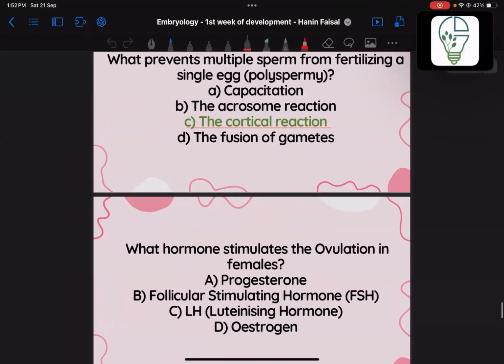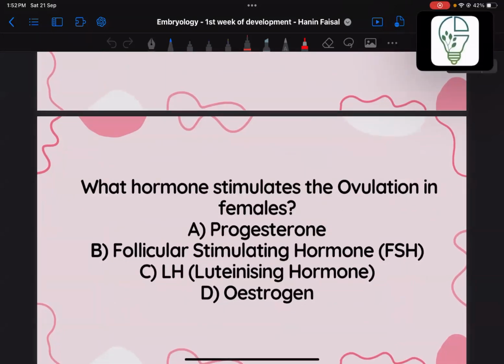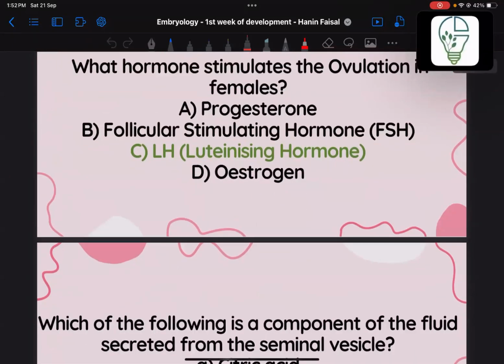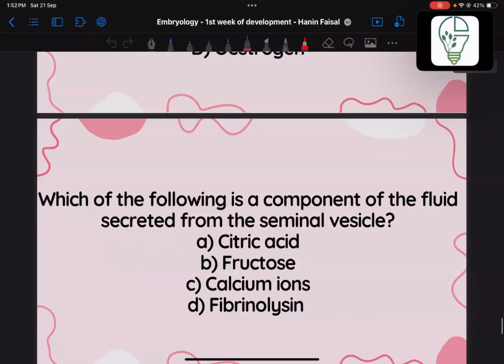Okay. What hormone stimulates the ovulation in females? Perfect. It's luteinizing hormone. And a follow-up question, at what day? 14. Perfect, mashallah. Then lastly, the last question: which of the following is a component of a fluid that's secreted from the seminal vesicle?